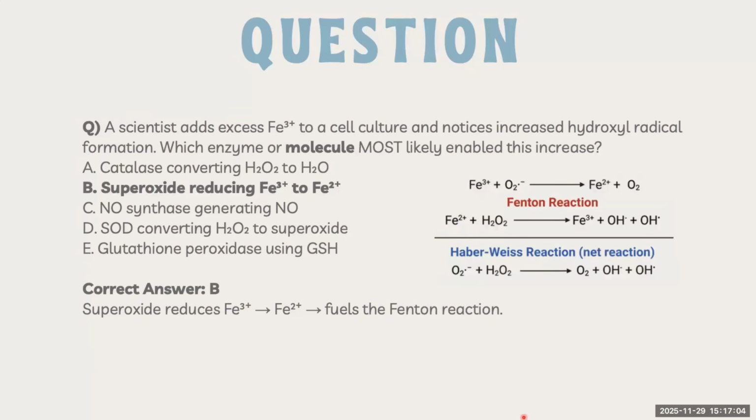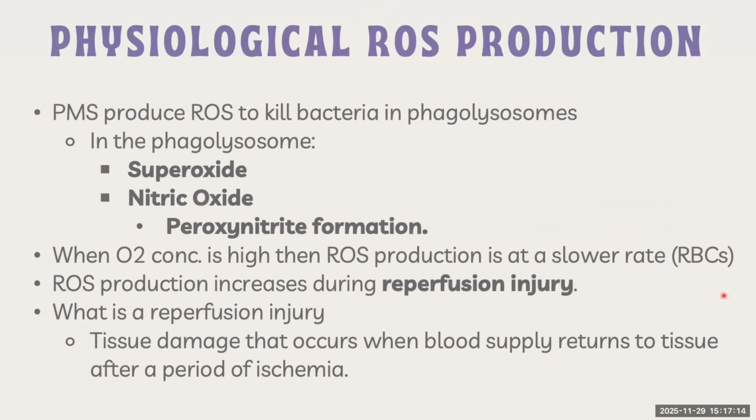Okay, let's move on. So now we'll be talking about the physiological production of reactive oxygen species. Reactive oxygen species and reactive nitrogen species, we think that they're always harmful, but they also have beneficial roles in our body, okay? So let's start with superoxide in our phagolysosomes. Superoxide will be produced by our neutrophils to kill bacteria. They're needed for your innate immune defense. Your innate immune defense is basically your body's first line of defense. It provides your immediate, non-specific protection against pathogens.